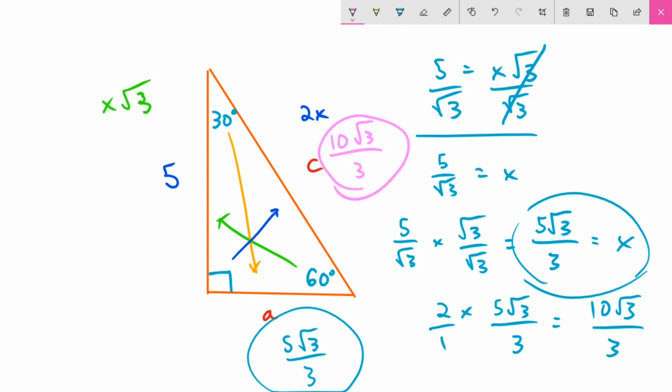Bam! There we go. And that's how you would find the side lengths when you're given the side across from the 60-degree angle. And with that, guys, that's the end of these notes.